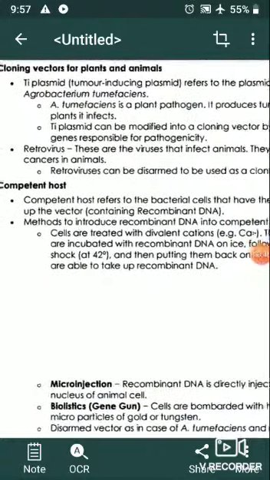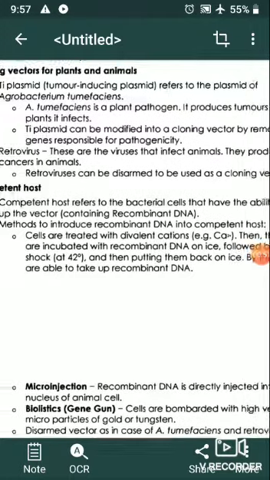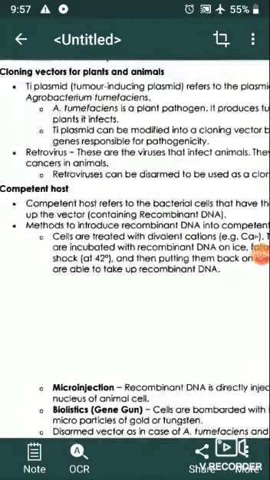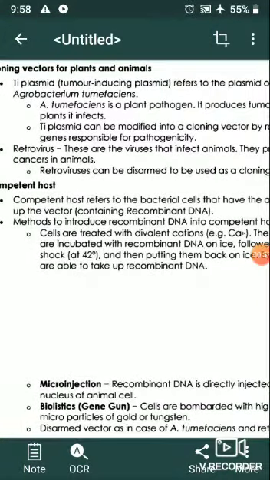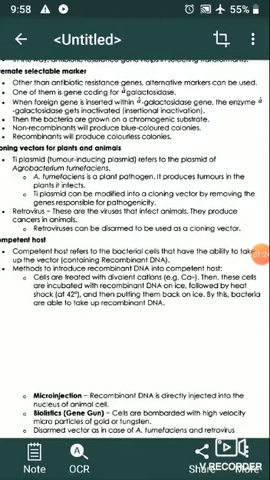Component host. Competent host refers to the bacterial cell that has the ability to take up a vector containing recombinant DNA. Method of introducing recombinant DNA: competent host cells are treated with divalent cations. These cells are incubated with recombinant DNA on ice, followed by heat shock, then put back on ice. By this, bacteria are able to uptake recombinant DNA.